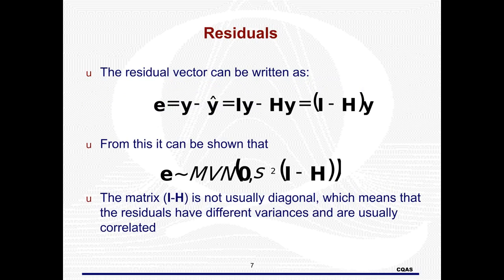Here we see something important. Residuals are correlated and have unequal variances. This is normal in regression and ANOVA. It explains why naive residuals can be misleading, especially at extreme design points.